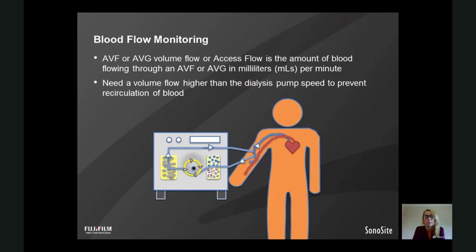So, for example, if the volume flow of an arteriovenous fistula was 300 mils per minute, but we wanted to set the pump at 350 mils per minute, we wouldn't be providing enough blood for the pump to function, or we would be causing recirculation. So we do need to have a volume flow that would support the amount of blood that we need to put through the dialysis machine. And this is demonstrated in a video here.